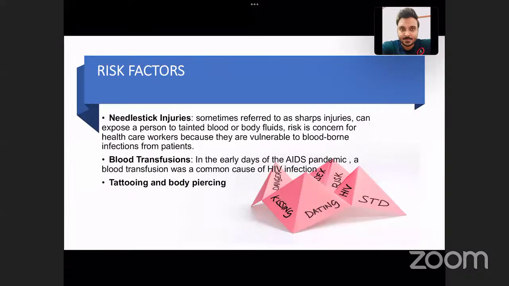The next is needle stick injuries, sometimes referred to as sharp injuries, which can expose a person to tainted blood or body fluid. This is a concern for healthcare workers because they are very vulnerable to blood-borne infections from patients. The next one is blood transfusion. In the early days of the AIDS pandemic, blood transfusion was a common cause of HIV infections. The next one is tattooing or body piercing.